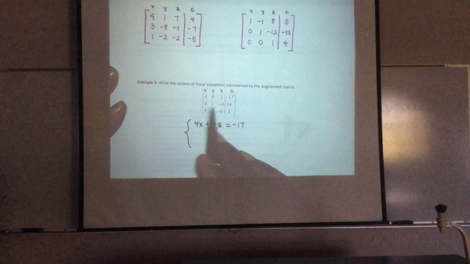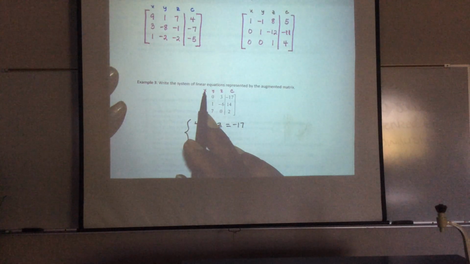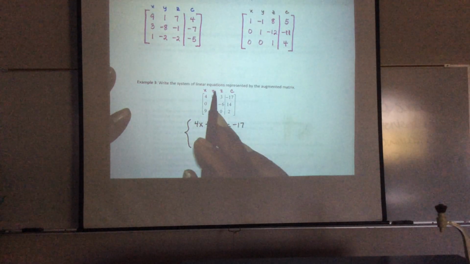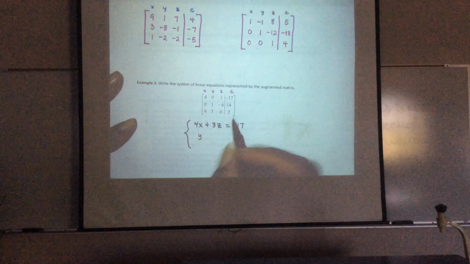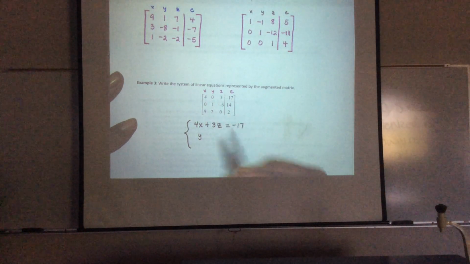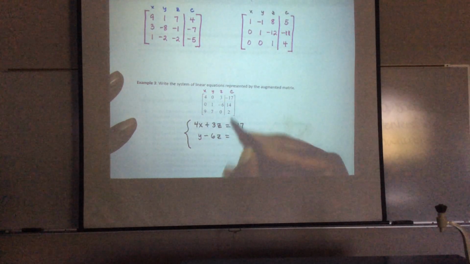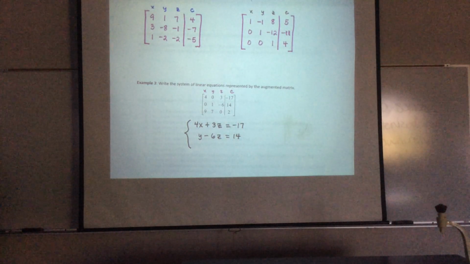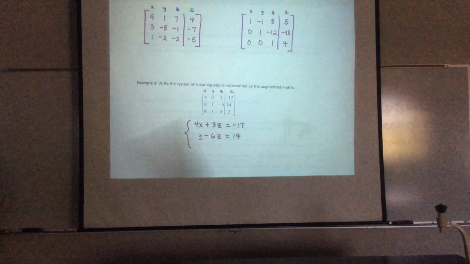Now for the next row, 0, 0, 1, negative 6, 14. That 0 is your coefficient of x, so I'm not going to write 0x. That's not necessary. This 1 is the coefficient of y, so it'll be 1y or just y. The negative 6 is the coefficient of z, so it'll be negative 6z equal to, the constant would be 14. And that's a z, by the way.